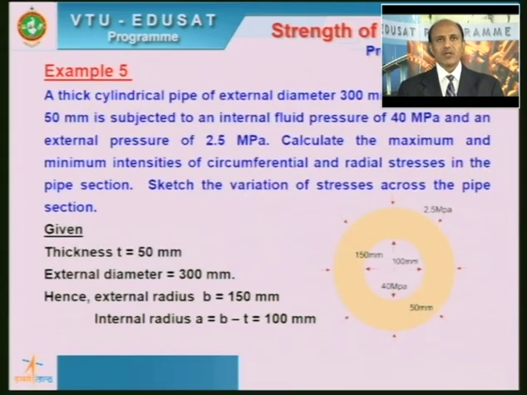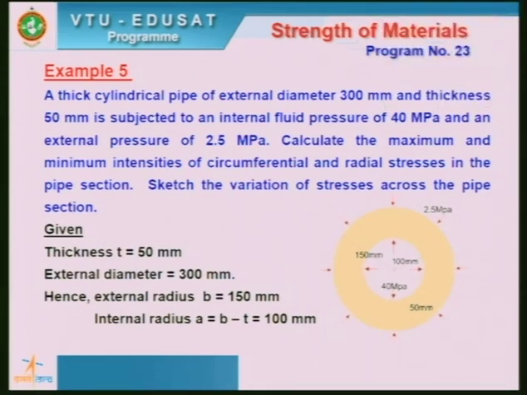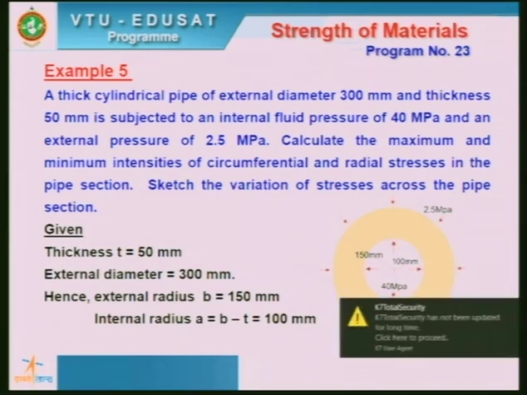Now, we are all set to start some examples. In this case, we are taking about 3 examples, and we are trying to make you understand how we do them. As you can see on the screen, you have a thick cylindrical pipe of external diameter 300 mm and thickness 50 millimeter. What is given is the external diameter and the thickness.